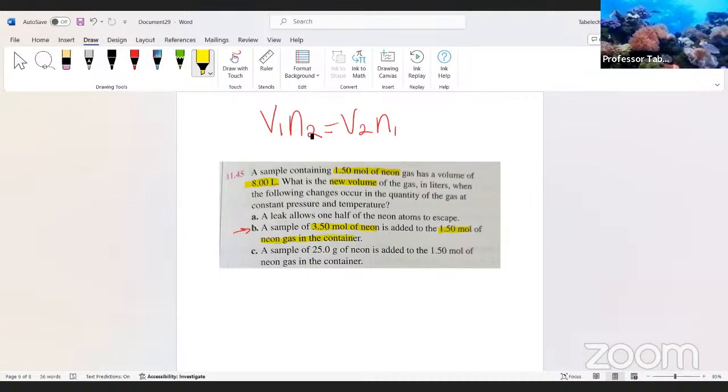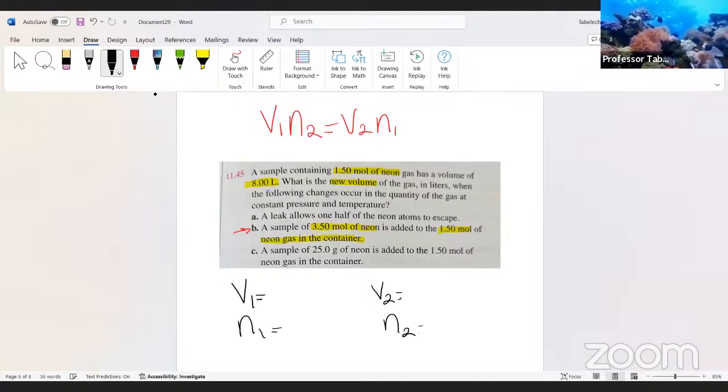So what you have to do is read the problem and not overthink what they're telling you in this problem, okay? So let's get this down here for my visual learners and write out what they told us. It says a sample containing 1.50 moles of neon has a volume of 8.0 liters.